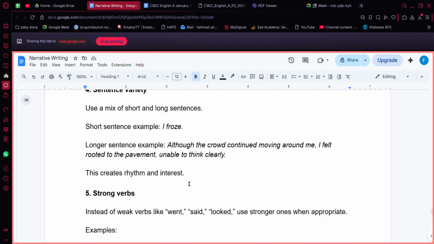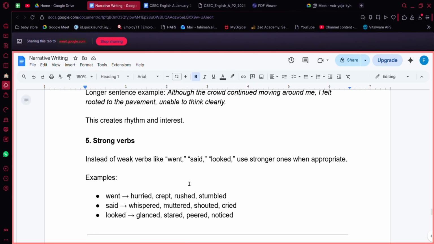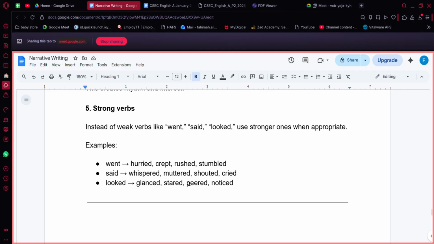Now you should also use strong verbs. So don't say, "She went to the market." If she went to the market and she was rushing, say, "She hurried to the market." If you are writing about being in a haunted house, don't say, "She went to the next room." Say, "She crept around the corner looking through the door to the next room."